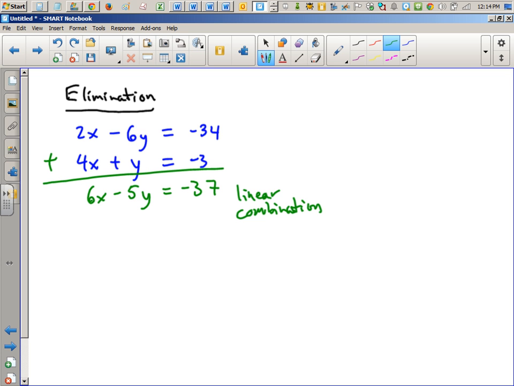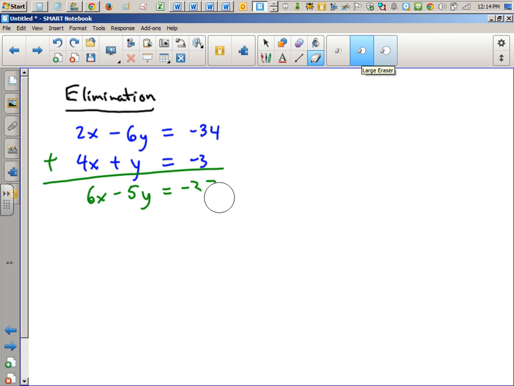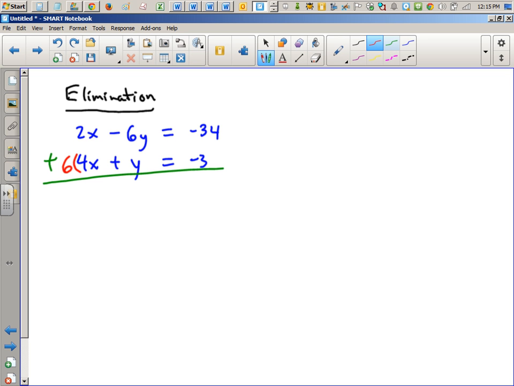Notice that was kind of a waste of time. So let's try to get our linear combination to have only one variable. Let's be wise about this. Why don't we multiply the second equation by 6? Why is that better? Yeah. This will actually accomplish something. It will make a linear combination with one variable, right?